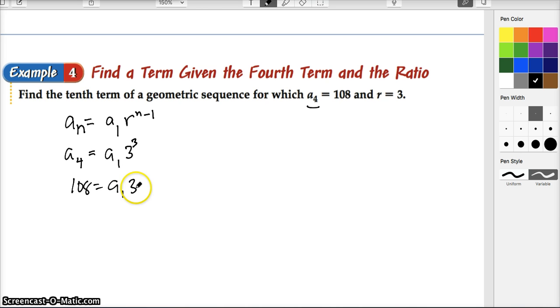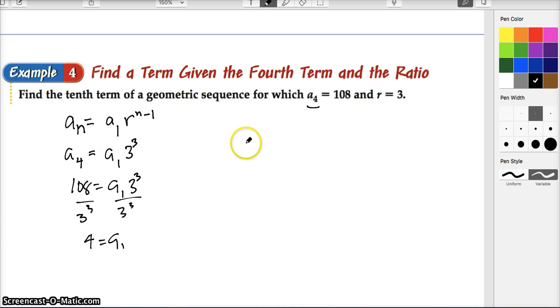And now we see we have an equation where only a sub 1 is the variable, and it's pretty cool to solve those types of equations really simply. So when I divide both sides by 27, I'm going to get that 108 divided by 27 is 4. So a sub 1 is 4.